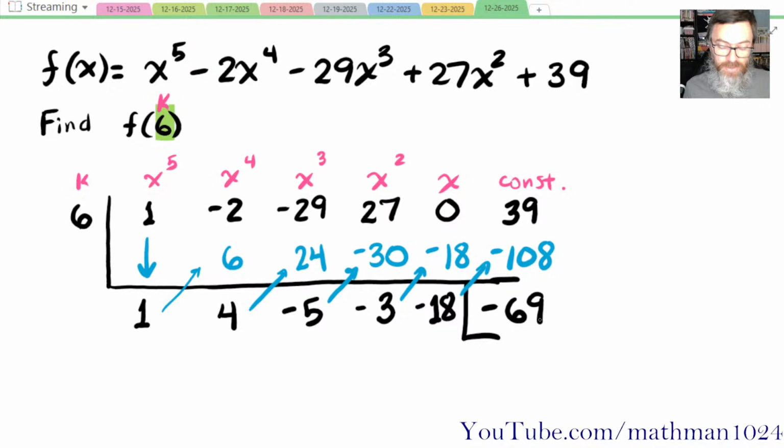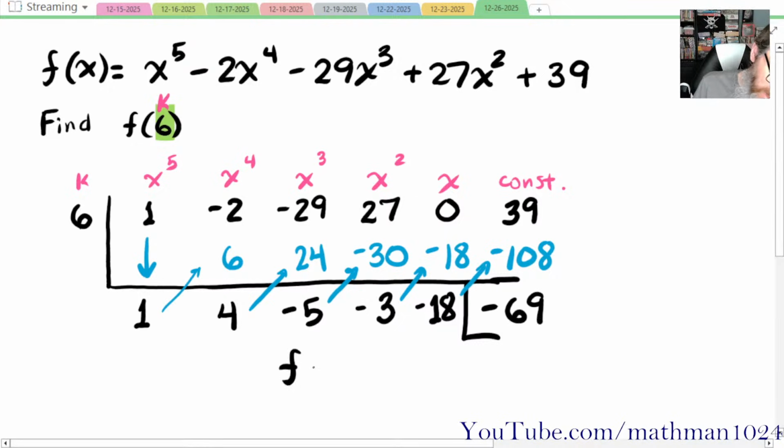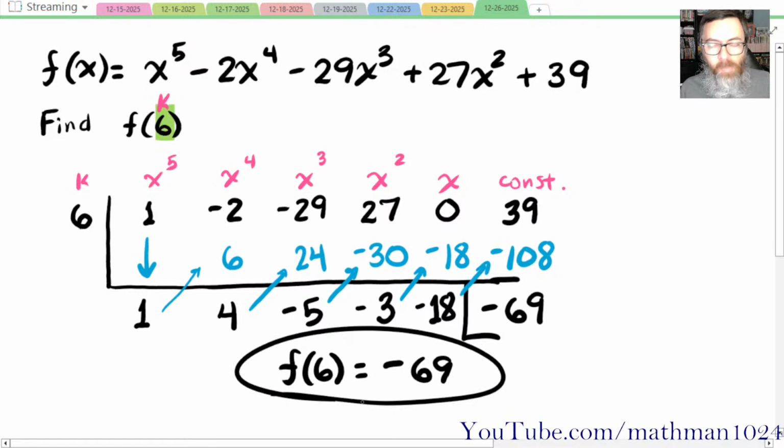But now my answer. My answer is f of 6 equals negative 69.